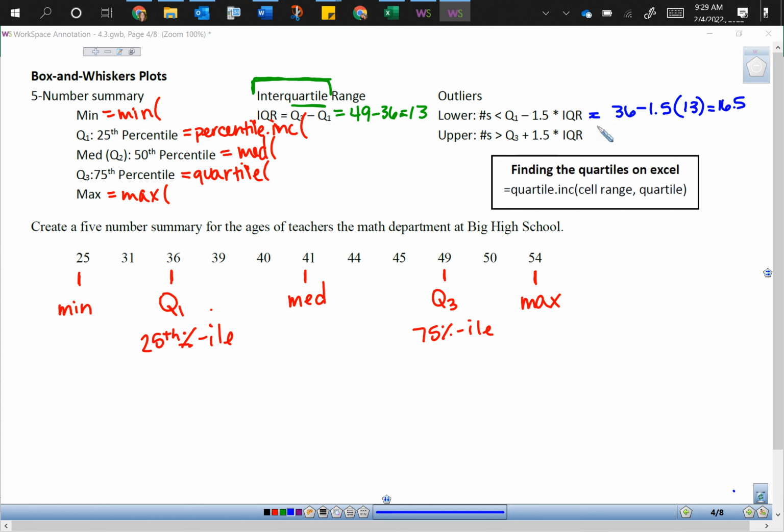Then, for the upper outliers, it's the same concept, but we're taking the 3rd quartile now, which is 49, and we're adding 1.5 times my interquartile range. What's that going to be? 68.5. So they're saying any teacher older than 68.5 is an outlier. Well, doesn't that make sense? Have y'all ever had a teacher that's older than 68 and a half years old? I know Mr. Harris looks that old. He's really not. It's fine. But yeah, that would be an outlier. Any number bigger than that would be an outlier. That's how we figure it out.